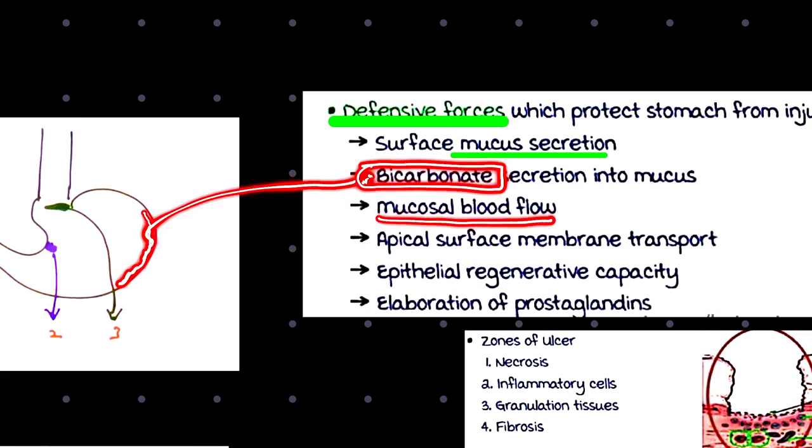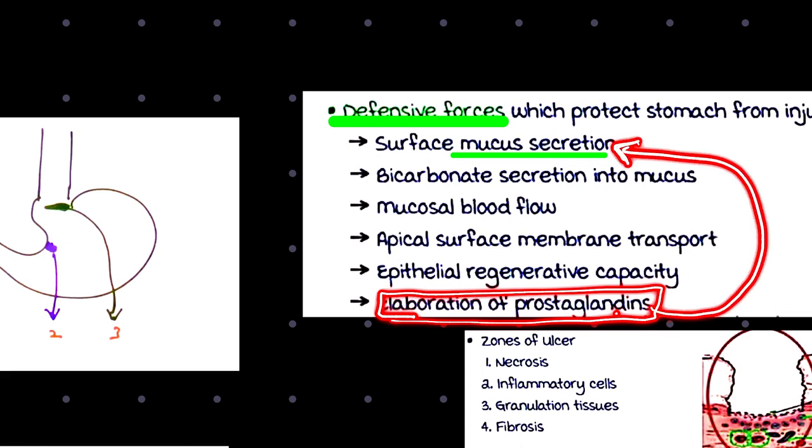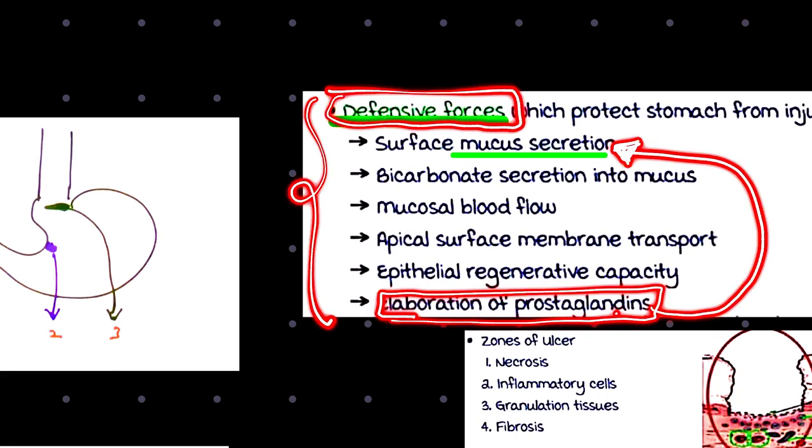Similarly, mucosal blood flow, the blood that is flowing in the mucosa. Similarly, apical surface membrane transport is also taking part. Epithelial regenerative capacity: the epithelium present on our stomach is simple columnar epithelium, and its regenerative capacity also plays a role. Similarly, the elaboration of prostaglandin. Prostaglandins enhance the production of mucus. So these are the defensive forces, protecting the stomach from injurious stimuli.